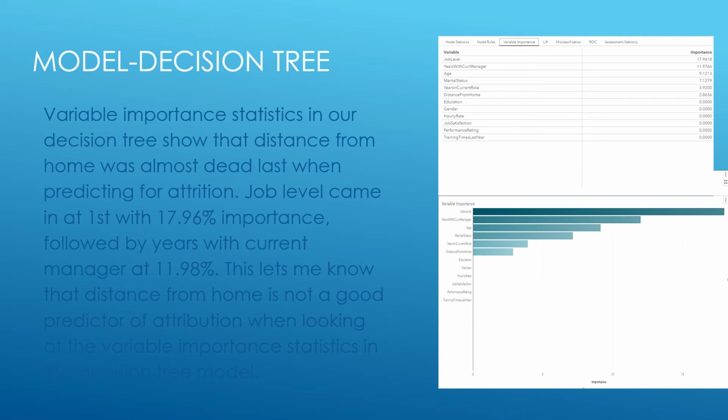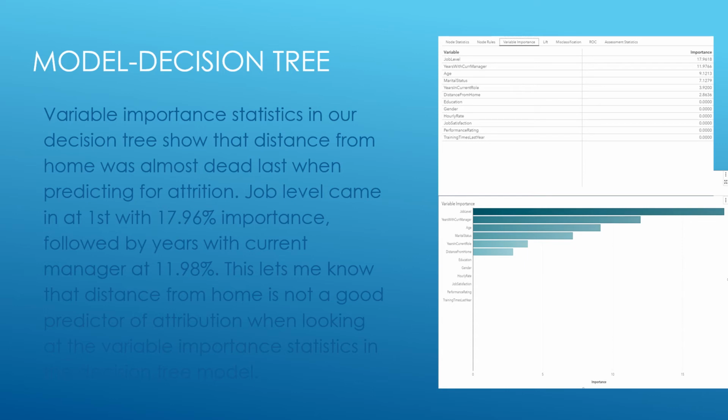Variable importance shows that the distance from home was almost dead last in predicting for attrition. So while it is statistically insignificant, we can see here it has an importance rate of 2.86%. That's compared to the first thing, job level, that came in at 17.96%.